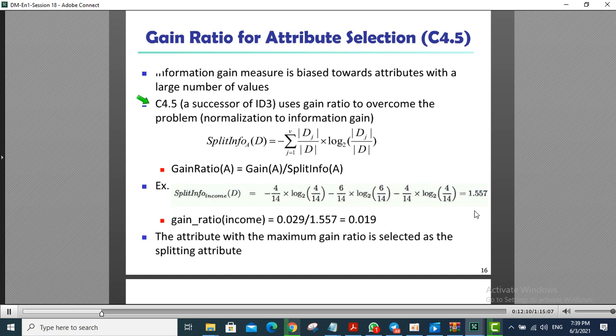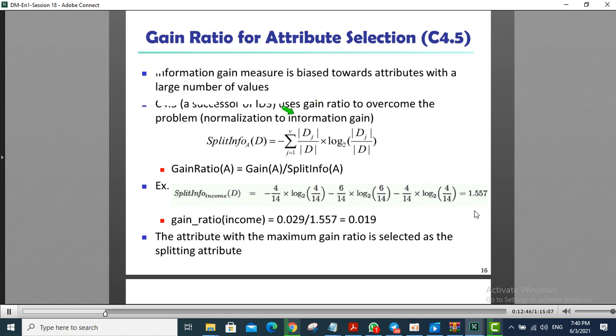To overcome this problem, in classifier C4.5, a successor of ID3, instead of using information gain, scientists propose to use gain ratio. We are using gain ratio instead of information gain.